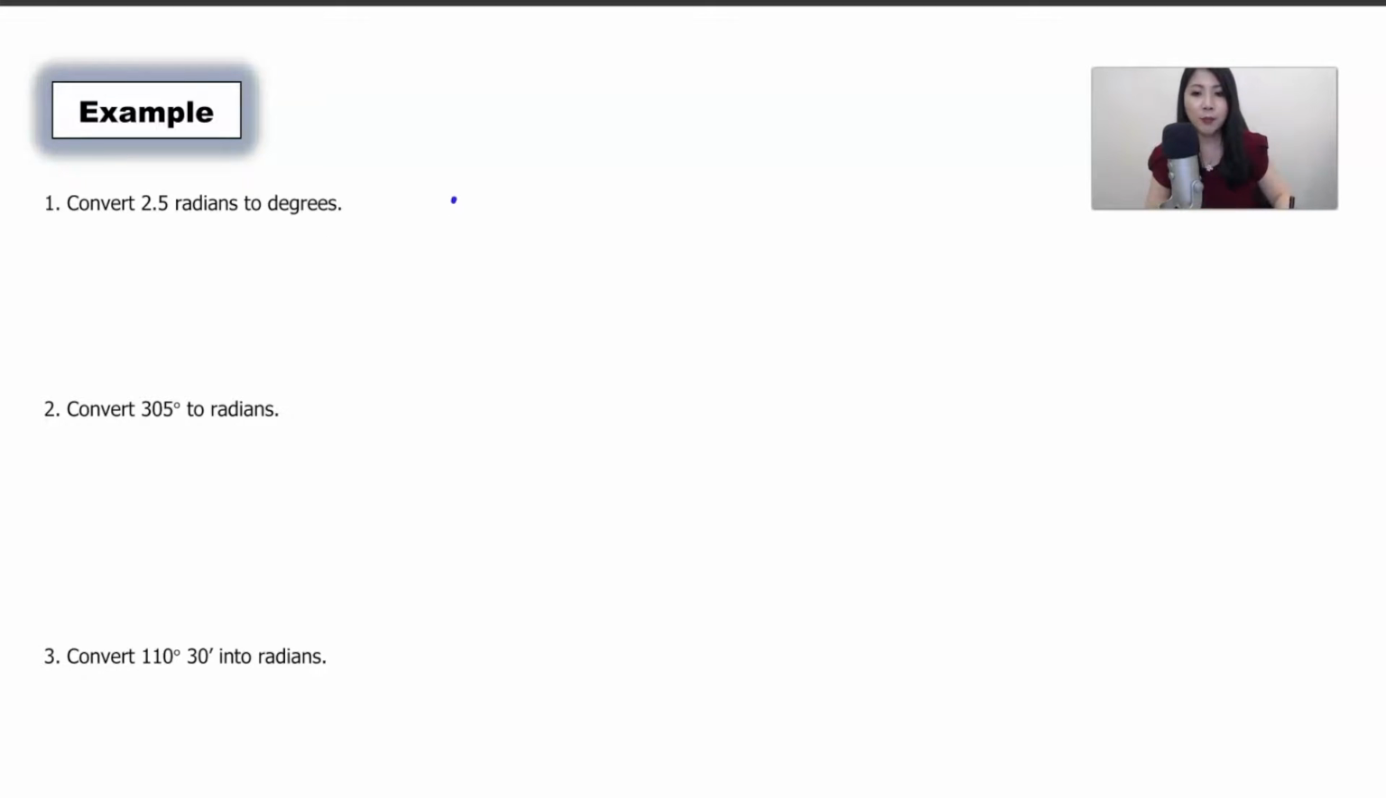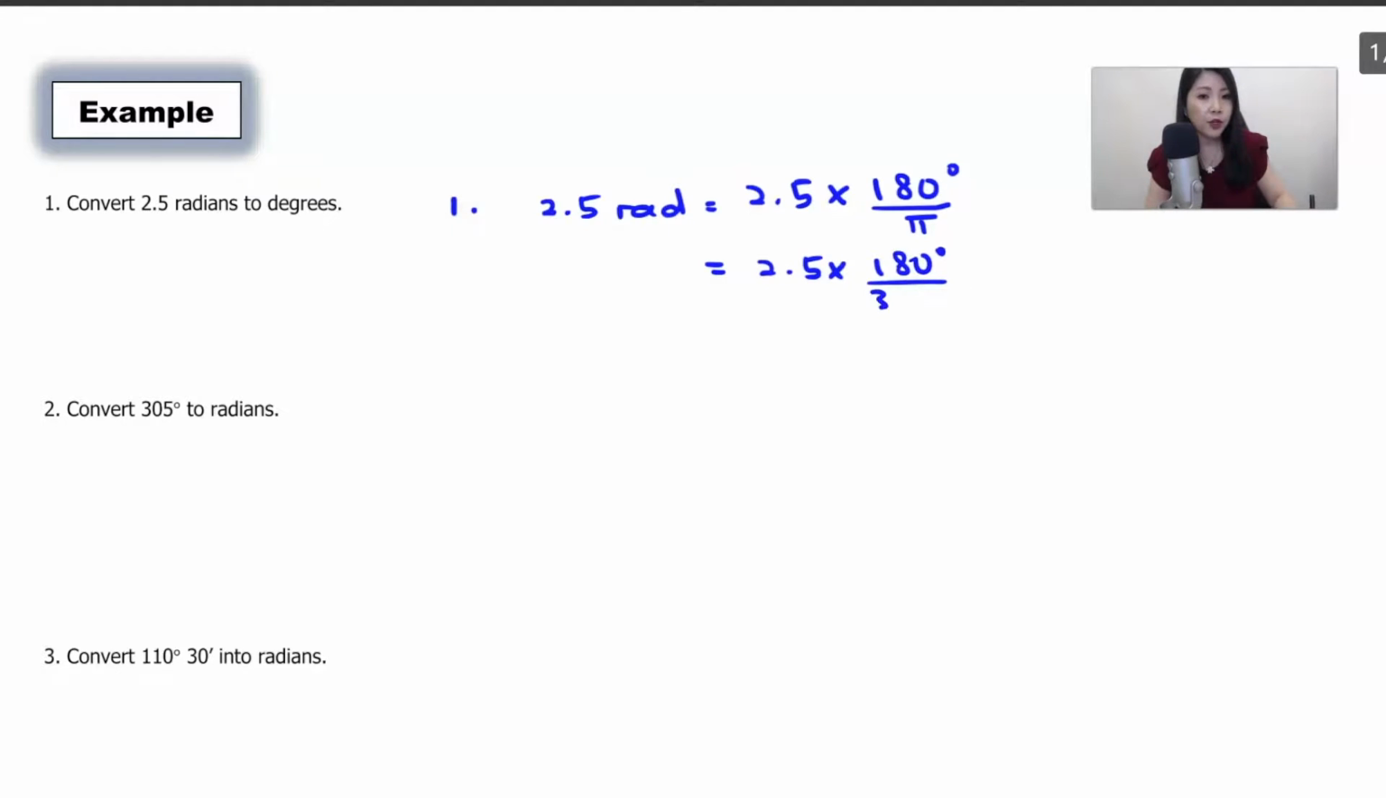Let's solve this for number 1. 2.5 radians is equal to 2.5 times 180 degrees over pi. And we take pi equals to 3.142. So equals to 2.5 times 180 over 3.142. Then we calculate with the calculator and see what answer we'll get. 2.5 times 180 divided by 3.142, so we'll get 143.2 degrees. So that's the answer for number 1.